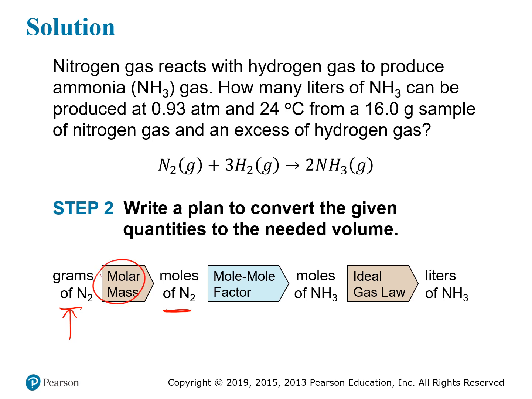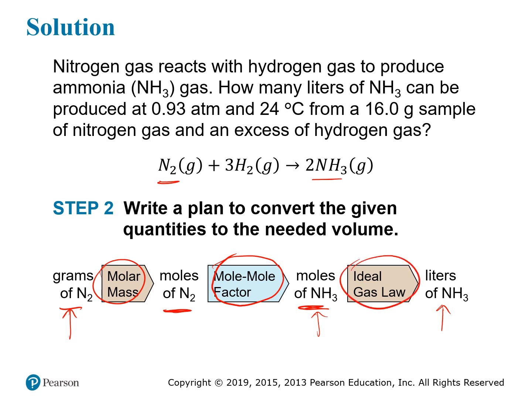Then we can finally relate the amount of a reactant to the amount of product using a mole-to-mole factor from the chemical equation. Moles of nitrogen will be transformed into moles of ammonia. And then at the end, we have moles of ammonia, but we want to get the volume of ammonia in liters. And since this is a gas, we can convert moles to liters using the ideal gas law.